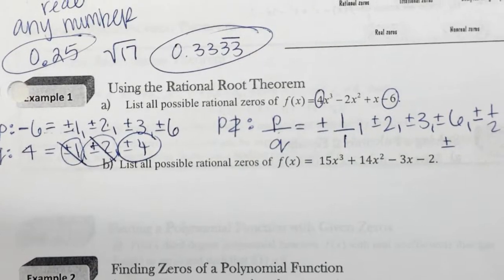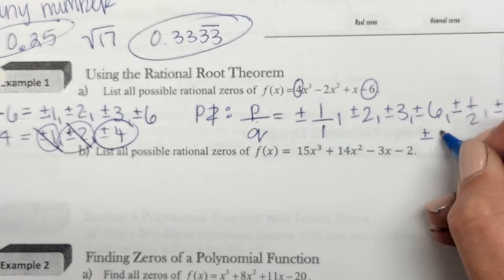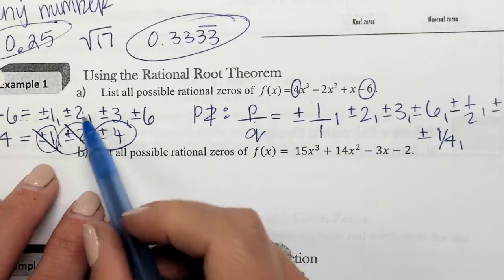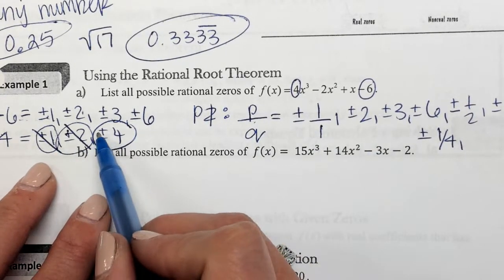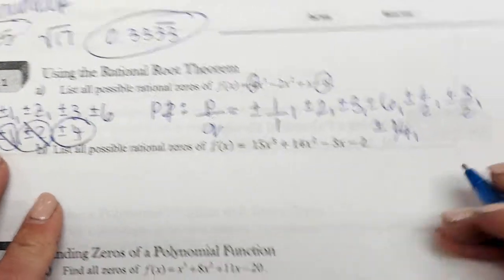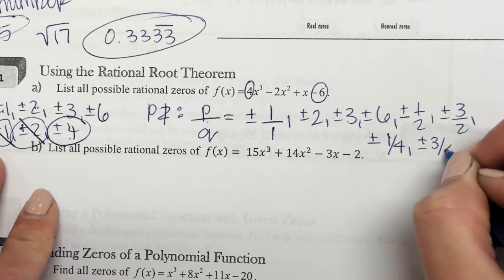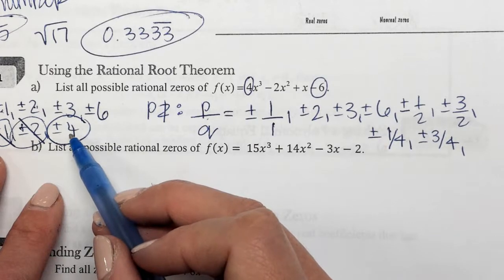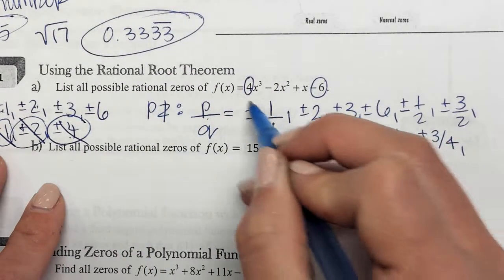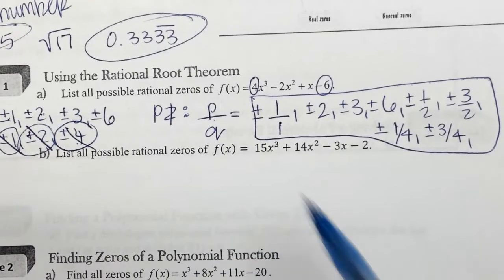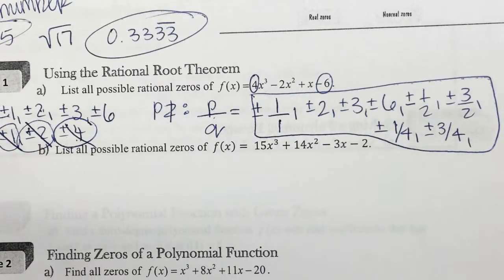Tell me what the next possible zero would be. 1/4. Good. Do we have to do 2 over 4? Because that's the same thing as what, Cade? 1/2. We already did that one. What about 3 over 4? Yes, we need that one. Do we have to do 6 over 4? That's the same as what? Good. These are all the possible zeros. These are all the possible x-intercepts that this polynomial could have. 1, 2, 3, 6, 1/2, 3 over 2, 1/4, 3 over 4.